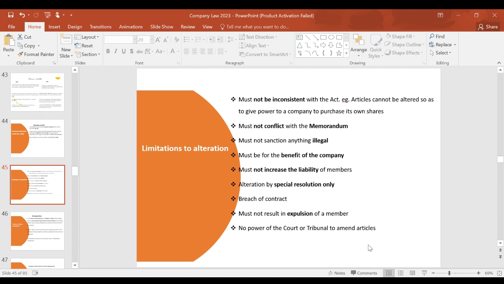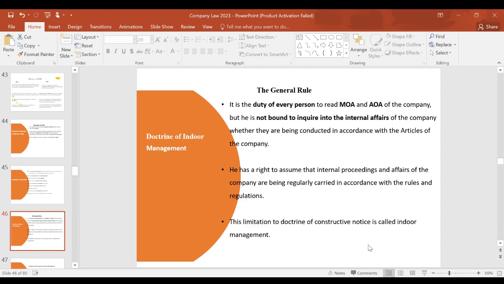So if you're altering the Articles of Association to say members' liability was limited, now we're making it unlimited membership, then the liability of the company will not be altered to change the position of members. And of course, you cannot do an alteration of the company's Articles of Association to expel a member from being a member of that company.